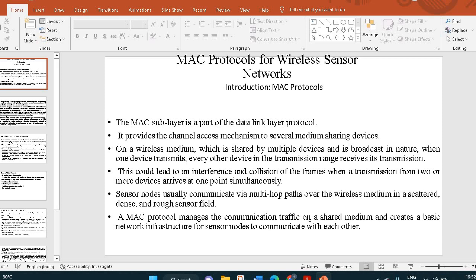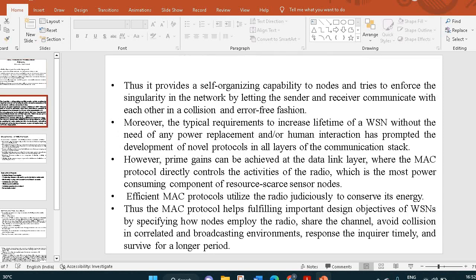A MAC protocol manages the communication traffic on a shared medium and creates a basic network infrastructure for sensor nodes to communicate with each other. Thus, it provides a self-organizing capability to nodes and tries to enforce order in the network by letting the sender and receiver communicate with each other in a collision and error-free fashion.